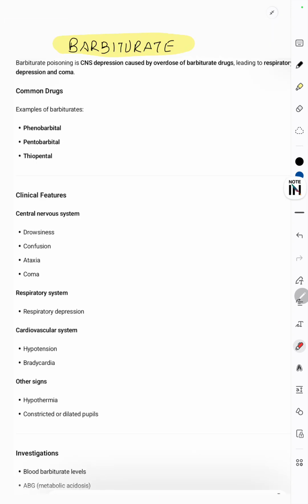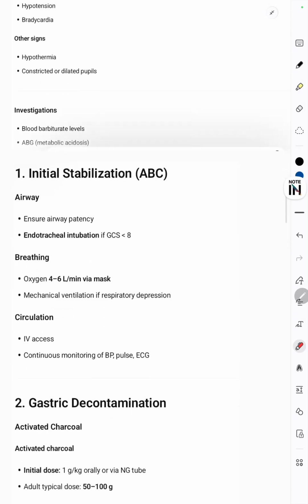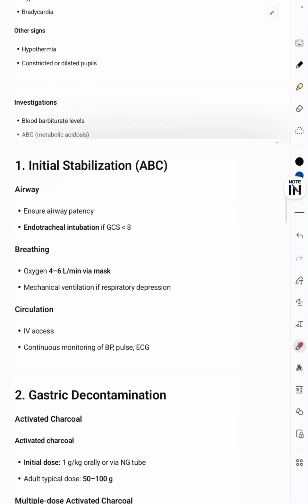Barbiturate poisoning causes serious CNS depression by overdose of barbiturate drugs, leading to respiratory depression and coma. The examples are phenobarbital, pentobarbital, and thiopental. Clinical features: related to the CNS, there is drowsiness, confusion, and coma. In the respiratory system, there is respiratory depression. In the cardiovascular system, there is hypotension and bradycardia, as well as hypothermia, and miosis, that is constricted pupils. Investigations: blood barbiturate level, and ABG for metabolic acidosis.